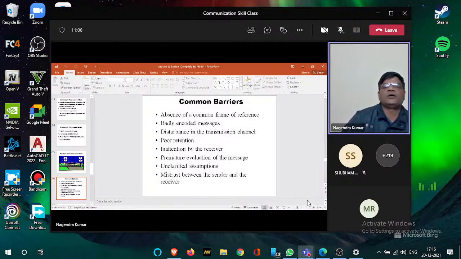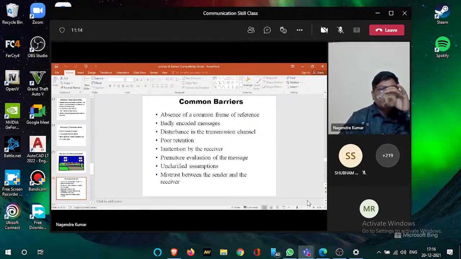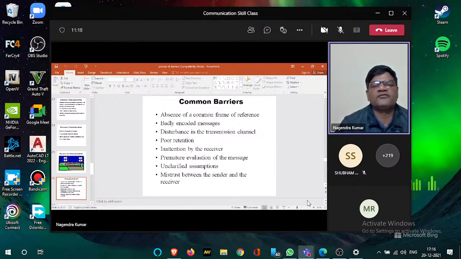Poor retention, how does it prove to be a barrier? What happens, you confide in some friend, or you share some knowledge with some friend, and the friend has a very poor retention power, and later on he complains that you never told him that thing. As a result, there will be a barrier in your communication.